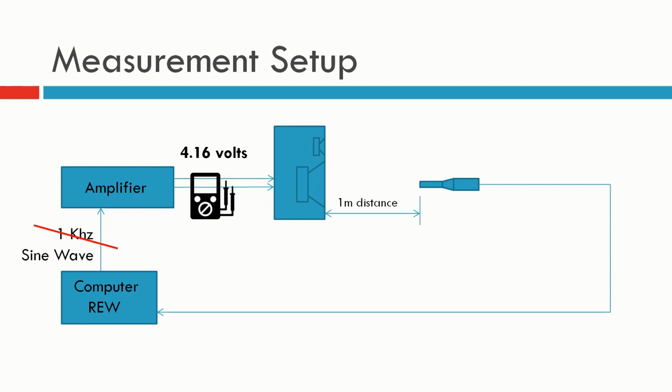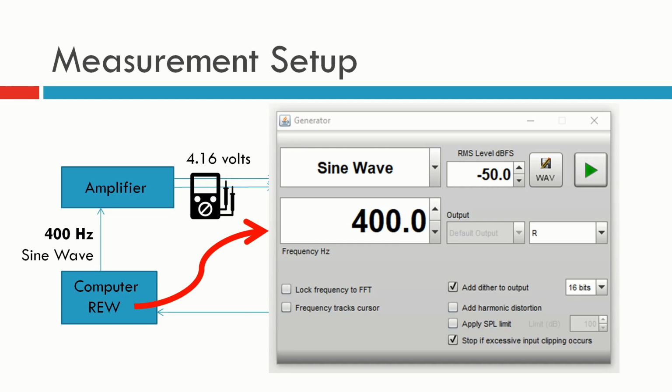And also, you need to remember to change your frequency. Instead of 1 kilohertz, we're now going to be setting REW for a 400 hertz sine wave. So we see here, I've shown the generator tool within REW.